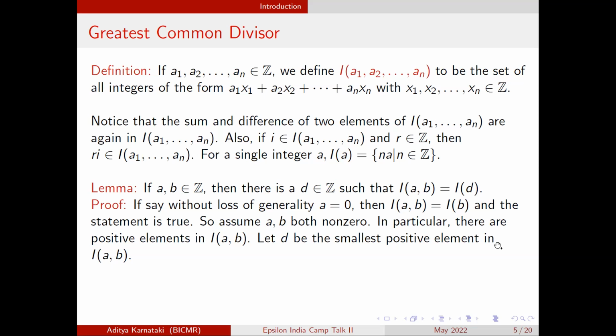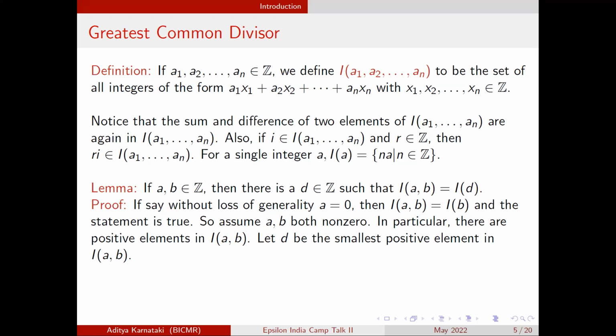Now we can assume a and b are both non-zero. Then there will be positive elements in I of ab. Because if a is positive, then of course a is in this set, so you're done. If b is positive, again you're done. Otherwise, you just take negative a or negative b. Okay so far? And if there are positive elements in I of ab, then of course you can choose the smallest positive element in this set.